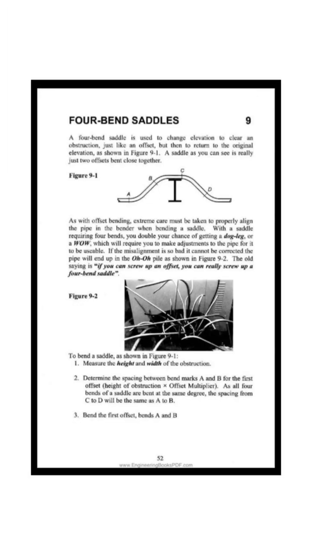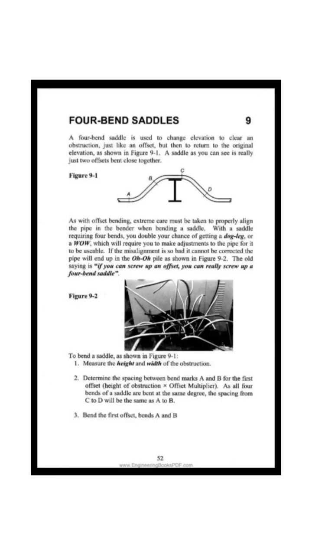As with offset bending, extreme care must be taken to properly align the pipe in the bender when bending a saddle. With a saddle requiring 4 bends, you double your chance of getting a dogleg, or a wow, which will require you to make adjustments to the pipe for it to be usable. If the misalignment is so bad it cannot be corrected, the pipe will end up in the OO pile as shown in figure 9-2. The old saying is, if you can screw up an offset, you can really screw up a 4 bend saddle.